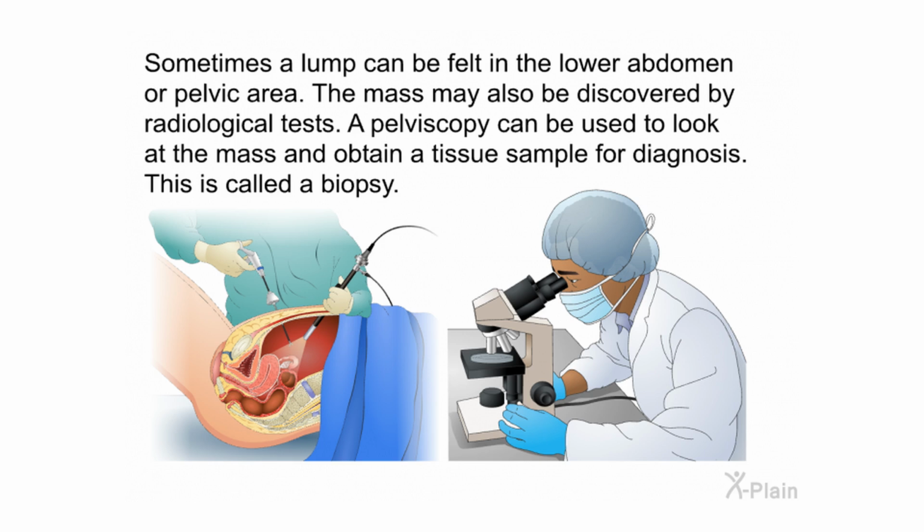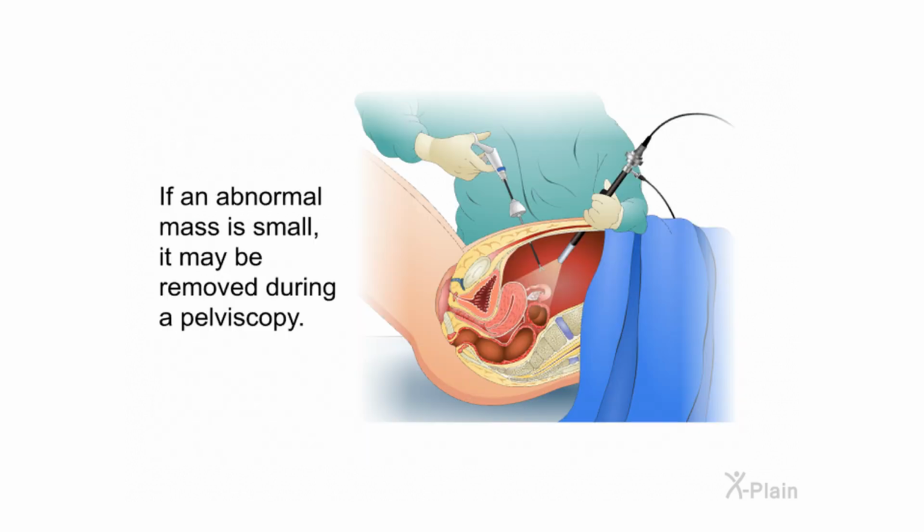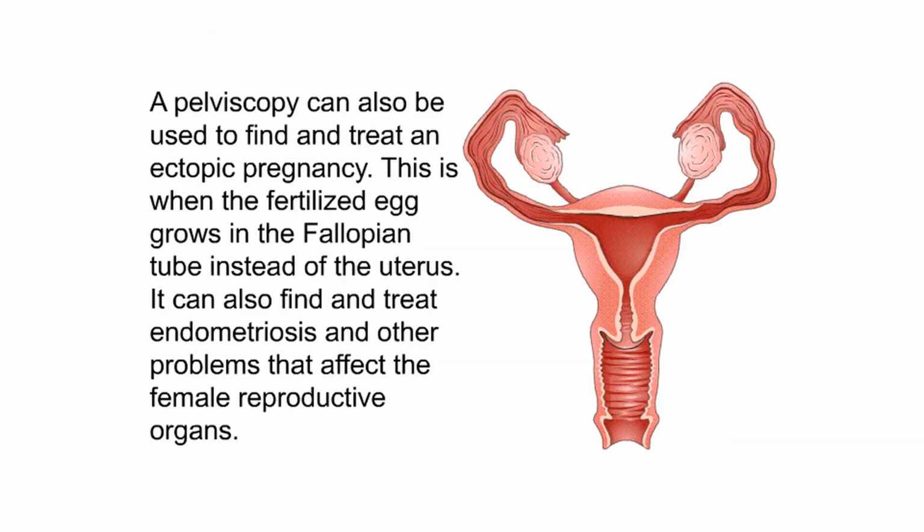Sometimes a lump can be felt in the lower abdomen or pelvic area. The mass may also be discovered by radiological tests. A pelviscopy can be used to look at the mass and obtain a tissue sample for diagnosis. This is called a biopsy. If an abnormal mass is small, it may be removed during a pelviscopy. A pelviscopy can also be used to find and treat an ectopic pregnancy. This is when the fertilized egg grows in the fallopian tube instead of the uterus. It can also find and treat endometriosis and other problems that affect the female reproductive organs.